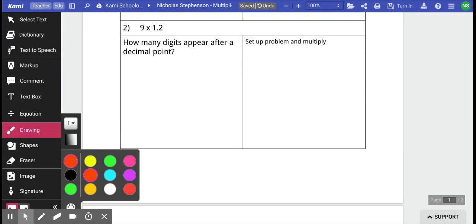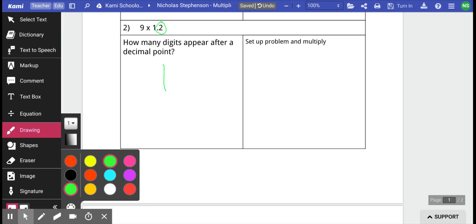If we scroll down to problem number 2, we're going to follow the same order. So I have 9 times 1.2, or 9 times 1 2/10. So my first part is how many digits appear after a decimal point. So there's no decimal in 9. I move over to 1.2. There's one number that comes after a decimal point. So my answer here is 1.